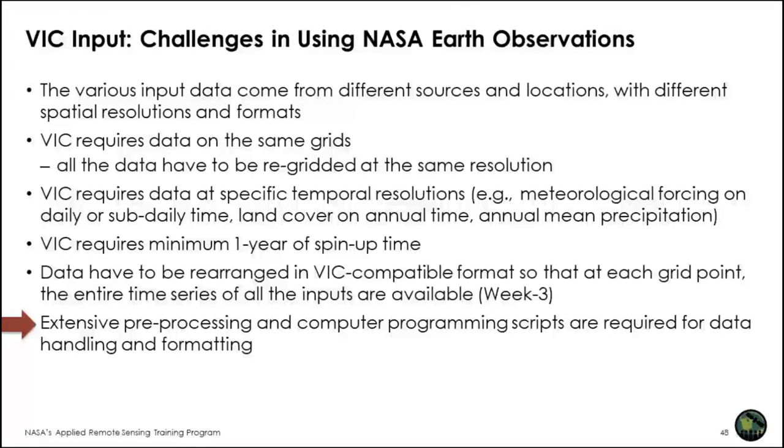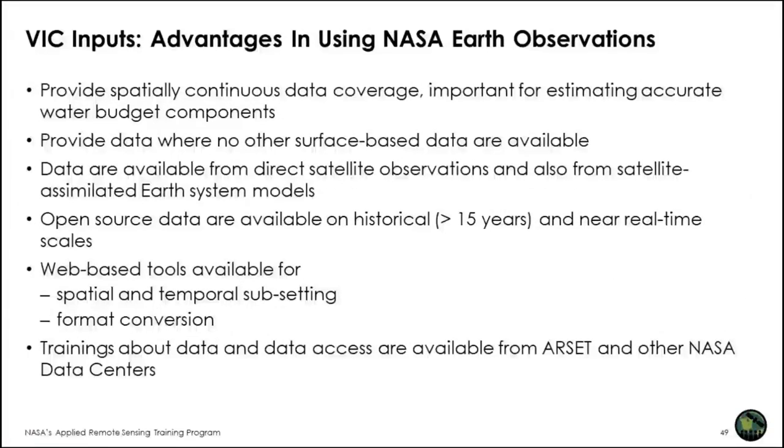And so extensive pre-processing and computer programming is required. You need scripts to manipulate data and change the format. So not only have NASA websites made it easy to extract the domain and extract temporally and save it in a specific format, but even then there is more pre-processing needed before you can inject this data into the VIC model. But at the same time, there are quite a few advantages of using this data.